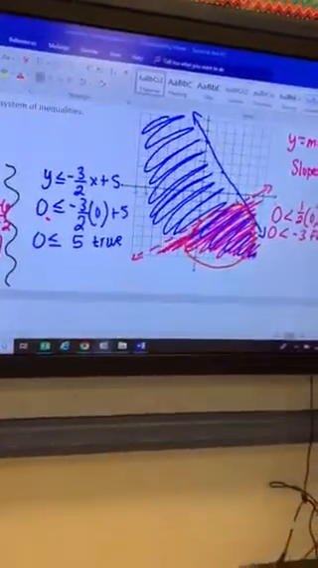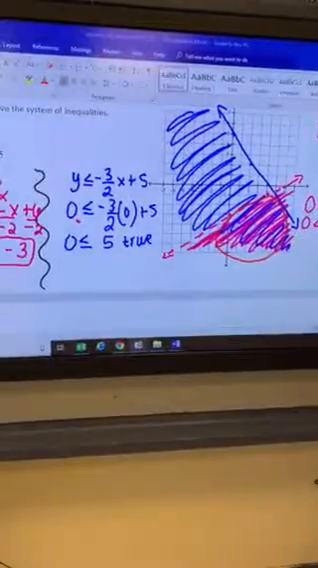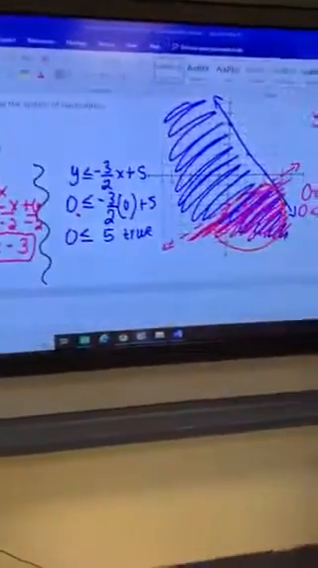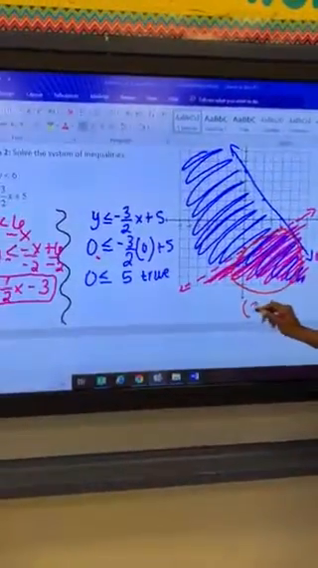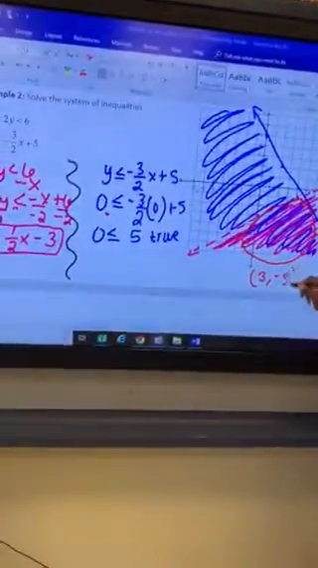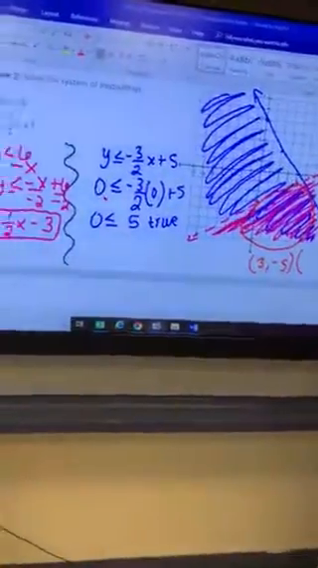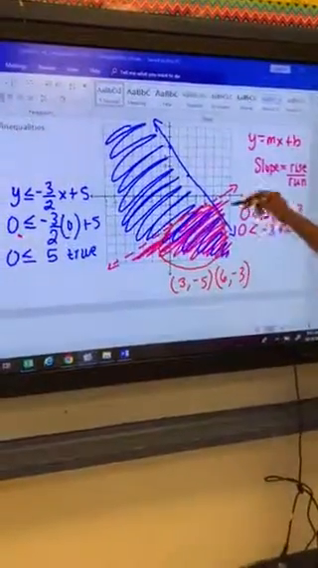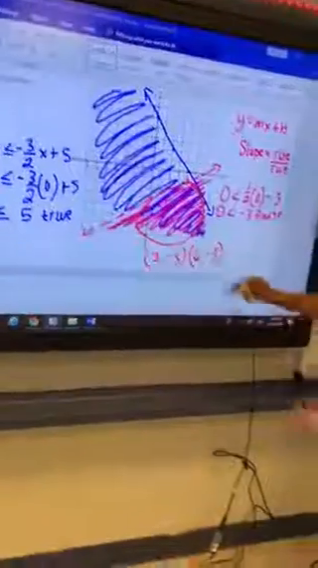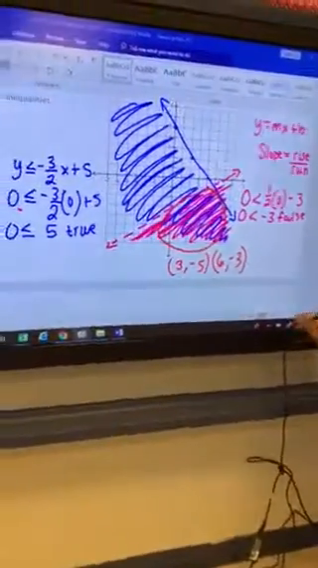And some ordered pairs that fit into the solution, I would say 3 and -5. And even 6 and -3. So this, again, this overlap here is my solution. These are some ordered pairs. We could obviously keep going.